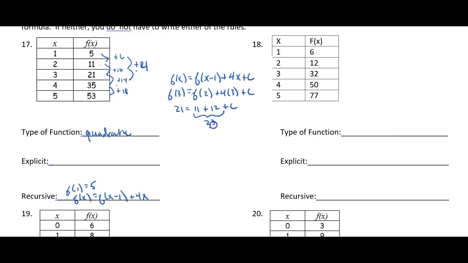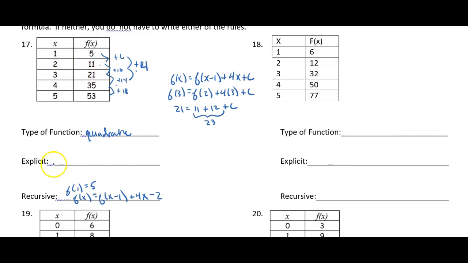This gives me 23. So what do I have to do to 23 to get 21? I have to subtract 2. And that would be your explicit rule, or your recursive rule. Okay?